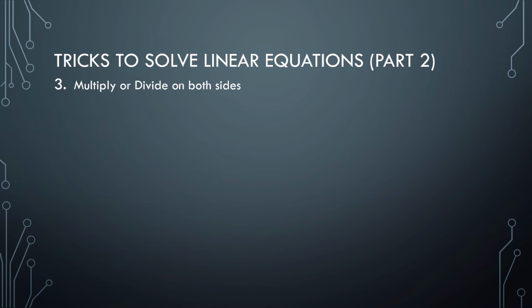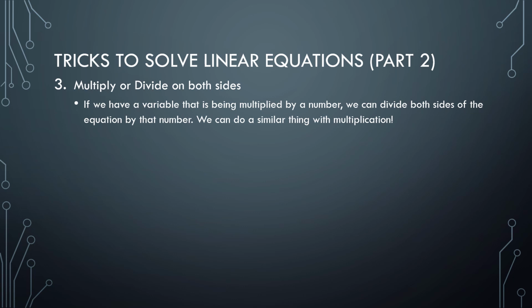We can also multiply or divide on both sides. So we do the same thing. If we're multiplying by a number, we can divide by that number. And if we're dividing by a number, we can multiply by that number to kind of undo it.